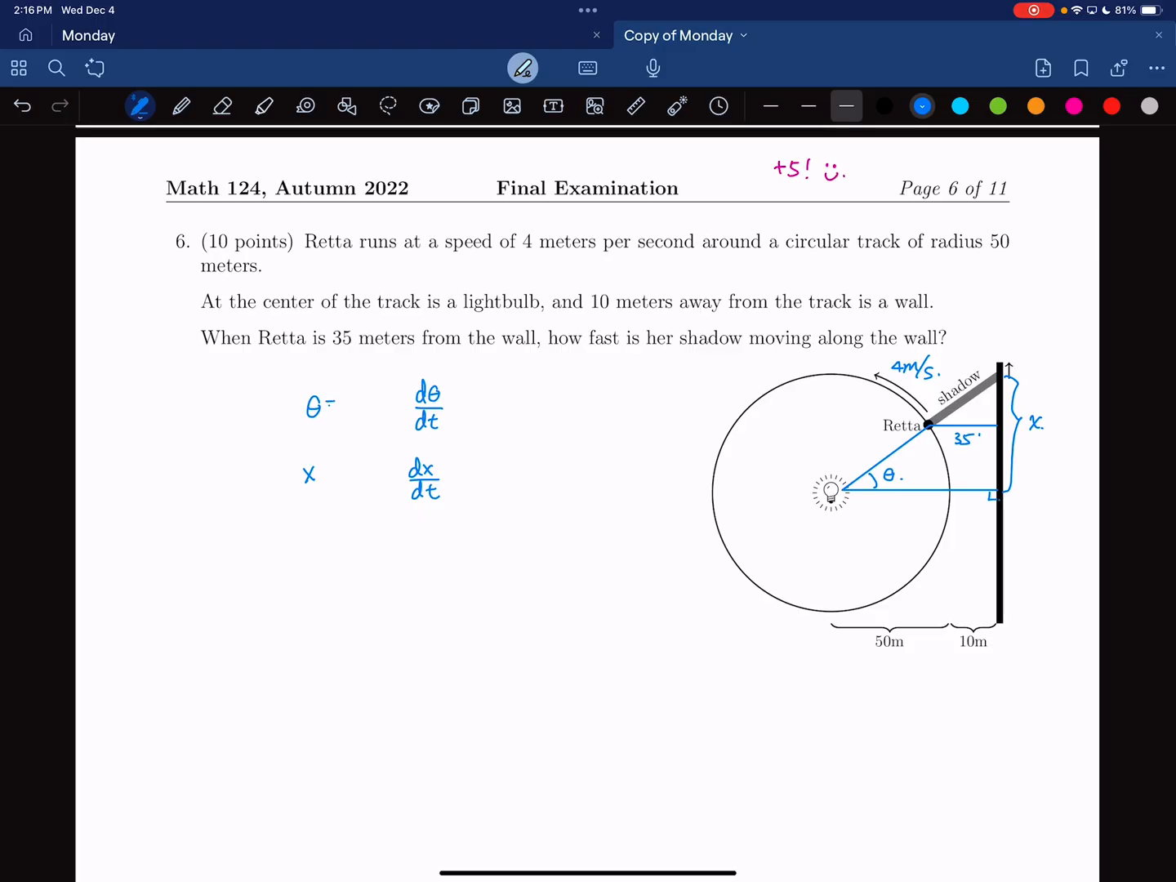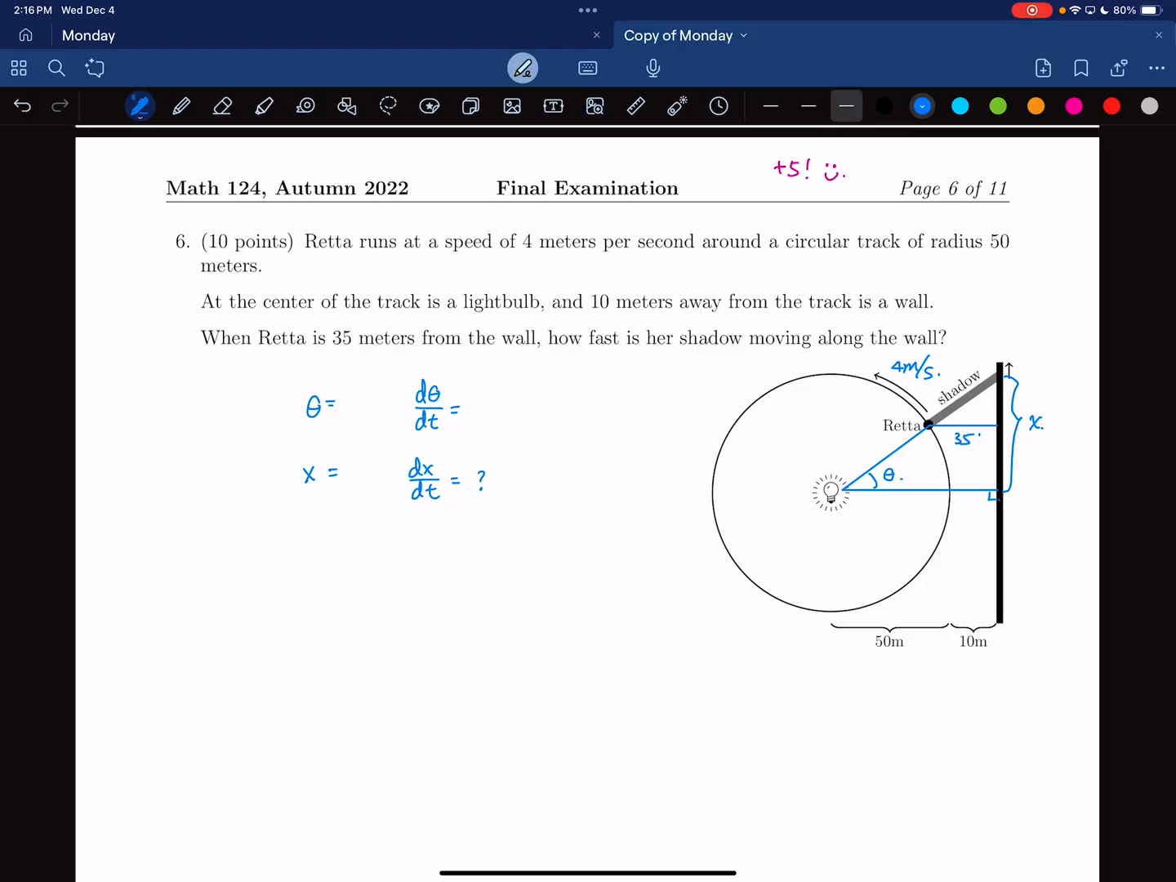Okay. Now this is a related rates question. I should figure out what I have and what I want to figure out. So dx/dt, like we talked about, is what we'd like to figure out. This is how fast her shadow is moving. And what I need to figure out is theta, x, and d theta/dt, given the information I have. But before I do that, I would like to write down the relationship between theta and x first.